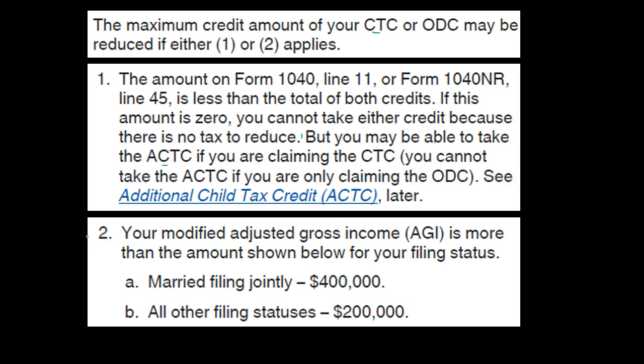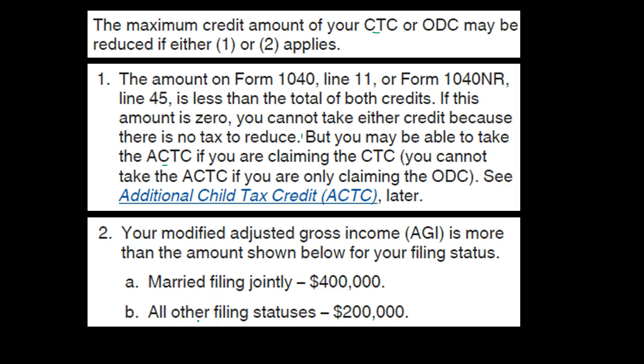Your modified adjusted gross income, or AGI, adjusted gross income, is more than the amount shown below for your filing status. Married filing joint, $400,000. All other filing status, $200,000. So this is a pretty big threshold. This basically means that you're going to get a $2,000 credit, but if you're married and your adjusted gross income, the money you're receiving in general, gross income before many of the deductions, is $400,000, which is pretty high, then you're going to lose it. So if you're up around that threshold, you may lose the credit.